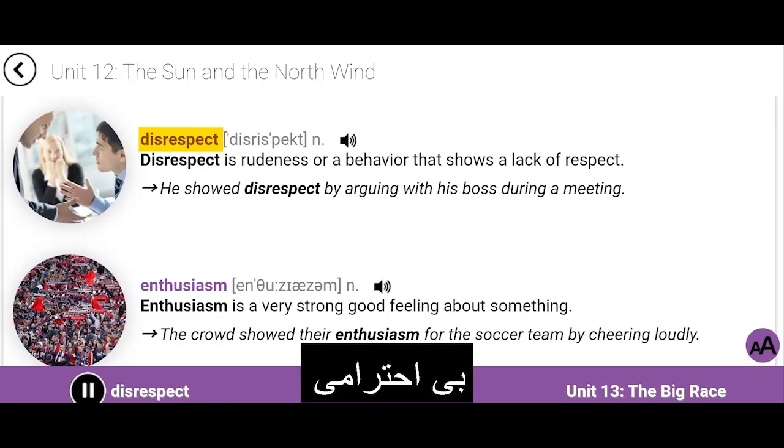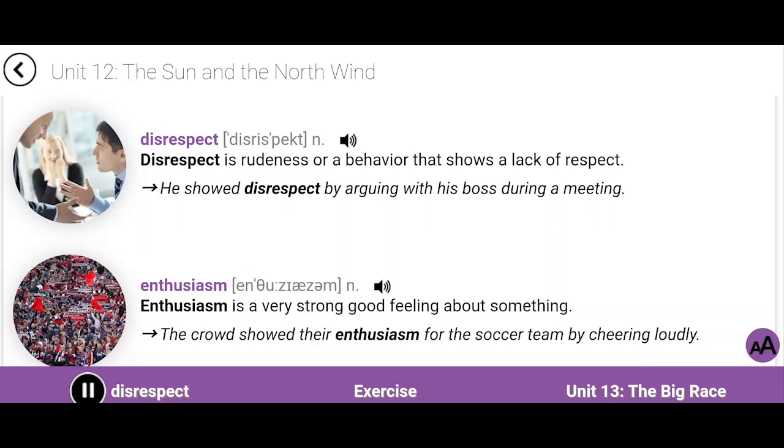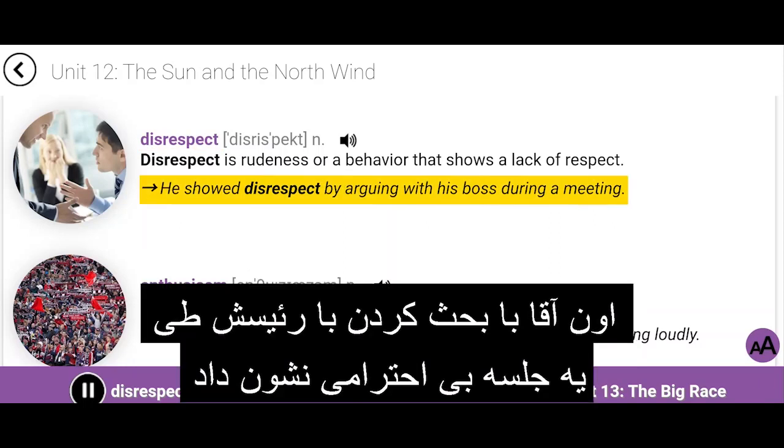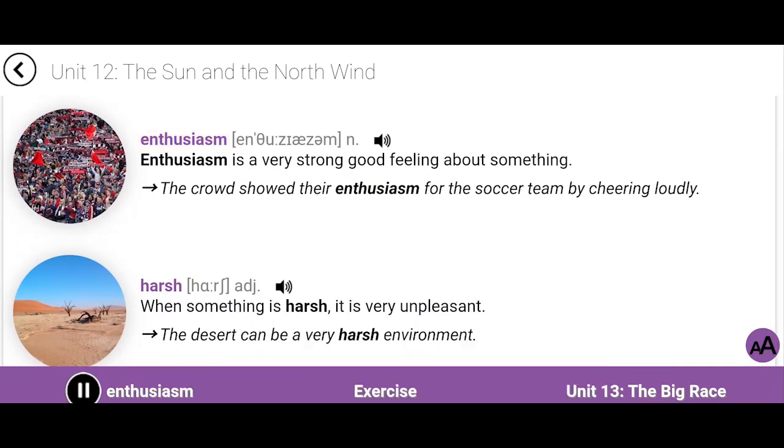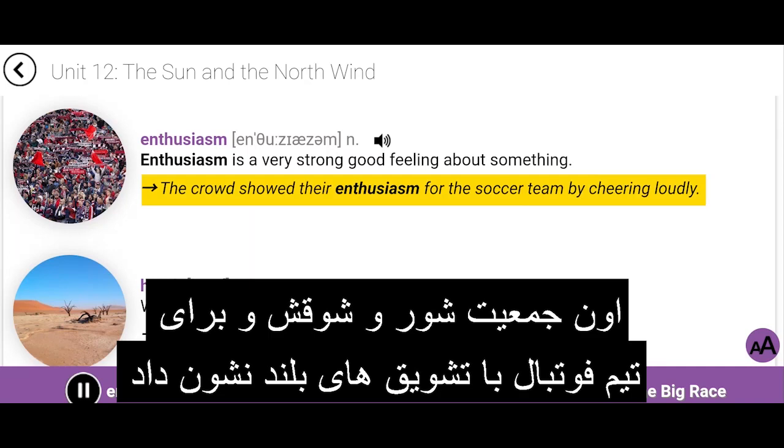Disrespect. Disrespect is rudeness or a behavior that shows a lack of respect. He showed disrespect by arguing with his boss during a meeting. Enthusiasm. Enthusiasm is a very strong, good feeling about something. The crowd showed their enthusiasm for the soccer team by cheering loudly.